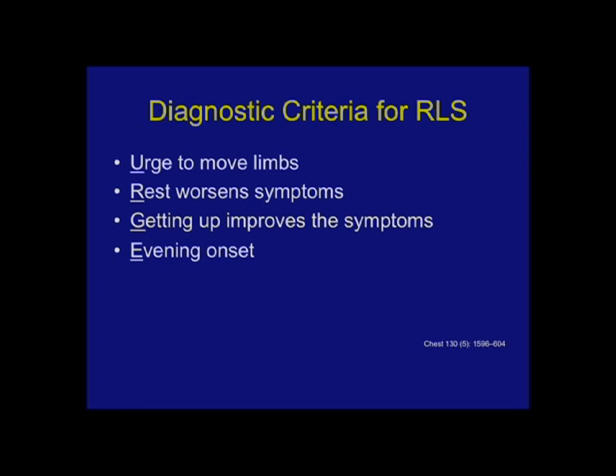U: it's an urge to move limbs. Tends to be the legs, but may occur in the arms. R: rest tends to worsen symptoms. The symptoms may come on often while the patient is waiting to fall asleep at night. They may report symptoms while they're a passenger in a long car ride or on the airplane. G: getting up often improves the symptoms. Moving their legs, shaking their legs, walking around, getting up from the bed while they're having the symptoms often relieves these symptoms. And E: there's a diurnal pattern, RLS symptoms tend to get worse at night, in the evening.